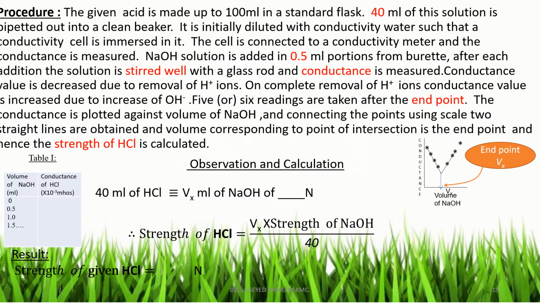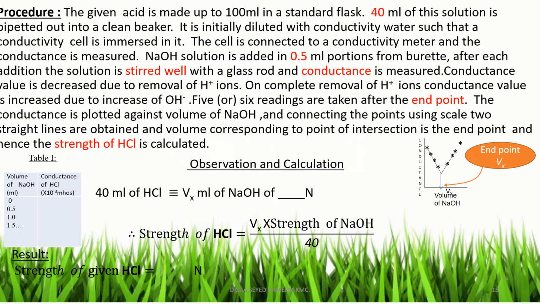Sodium hydroxide solution is taken in the burette, and 0.5 ml portions are added to the HCl. After each addition, the solution is stirred well with a glass rod, and the conductance of the solution is measured. Conductance value decreases initially due to removal of H plus ion, and after complete removal of H plus ion, the conductance value increases due to increase of OH minus ion. After the complete utilization of H plus ion, 5 or 6 readings are taken.